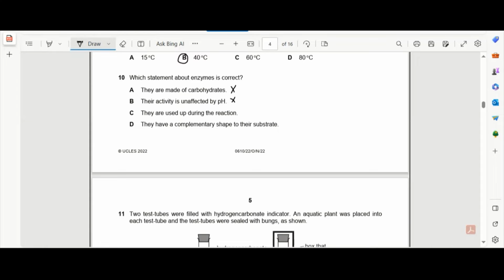They're used up during the reaction. No, enzymes are not used up. They're catalysts, so they're not used up. They have a complementary shape to their substrate. Yes, that is correct. If the substrate and enzymes do not complement each other, there will be no reaction. So no product will form.